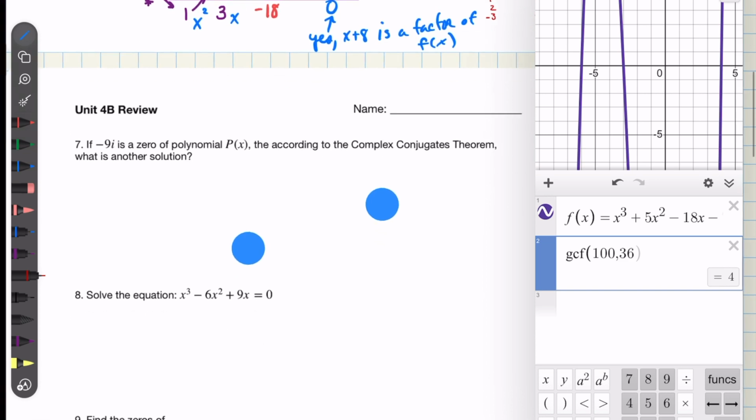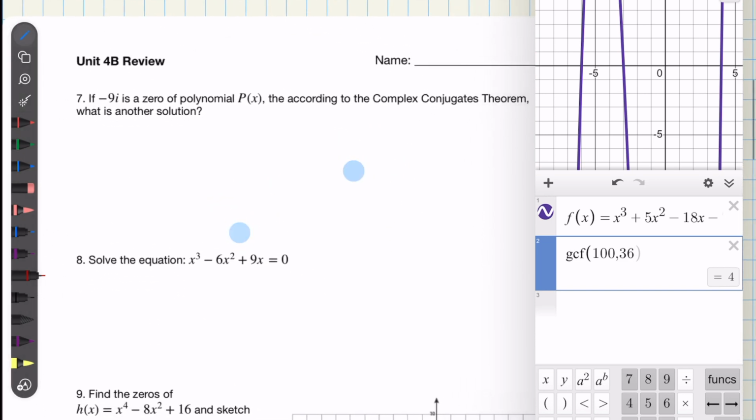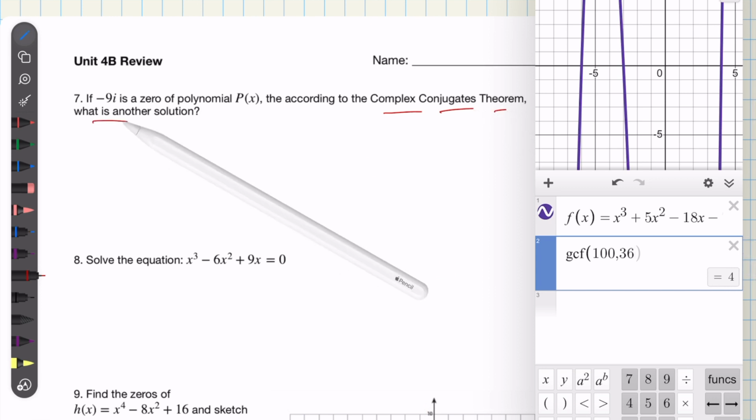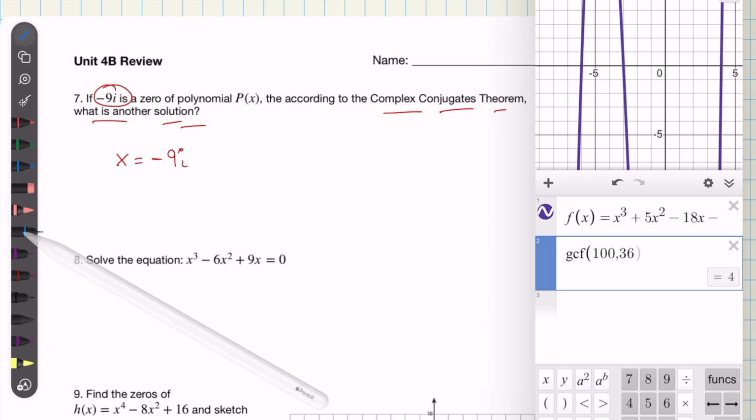Okay, side 2 here. Piece of cake on number 7. According to the complex conjugate theorem, what's another solution? Hey, they gave us x is negative 9i. What you have to remember is we said these things always come in conjugate pairs. So if negative 9i is a solution, so is positive 9i. Now we usually don't show the plus sign, so we just write 9i.